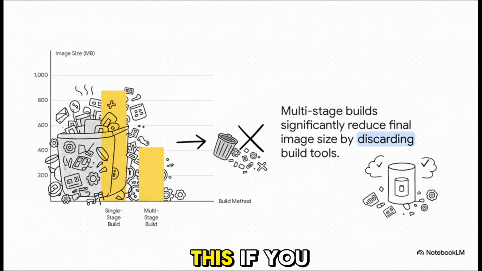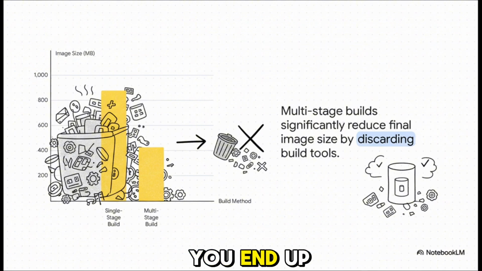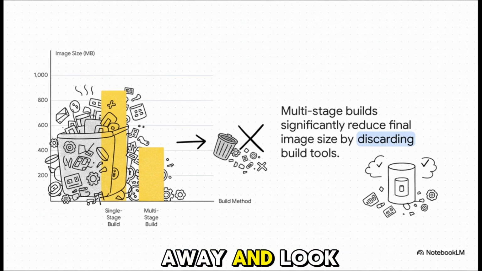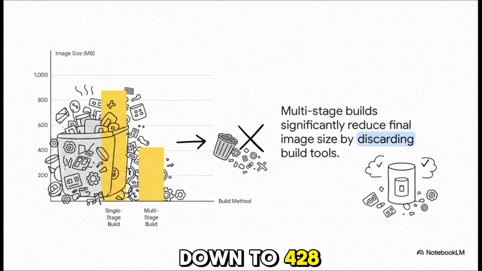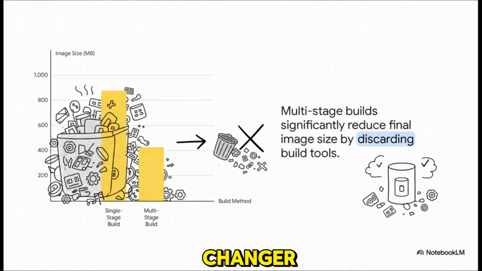Just look at this. If you do it the old way, a single-stage build where you package up everything, all those compilers and libraries, you end up with a huge image. In this case, 880 megabytes. But with the multi-stage build, you throw all that unnecessary stuff away, and look, the final image is less than half the size, down to 428 megabytes. That's not just a small improvement, that's a game changer.